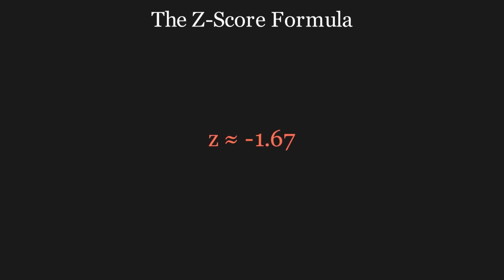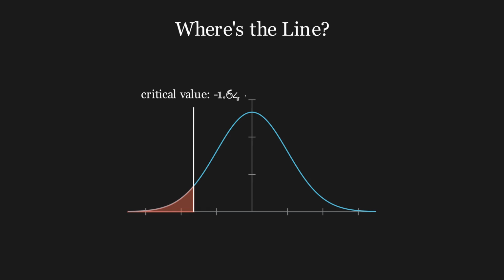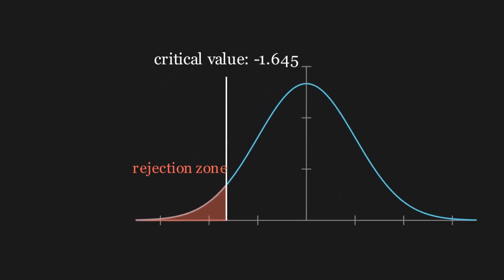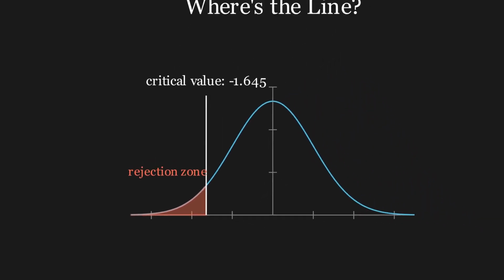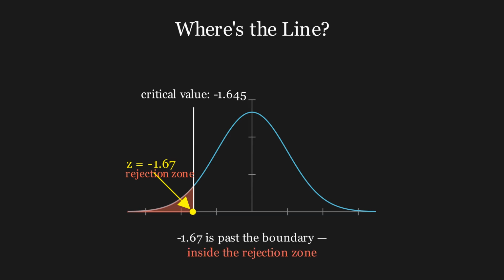Now we compare that number to a boundary line called the critical value, the exact cutoff point where suspicious officially becomes reject the null hypothesis. For a 5% significance level, checking only the low side, that boundary sits at -1.645. Our z-score, -1.67, is further out into that shaded tail than the boundary of -1.645. It cleared the bar for suspicion, so we reject the null hypothesis, meaning the evidence suggests the true average box weight is genuinely below 500 grams, not just random noise.